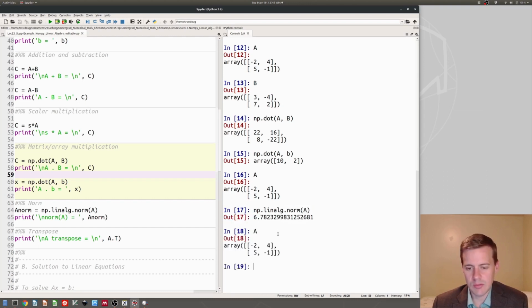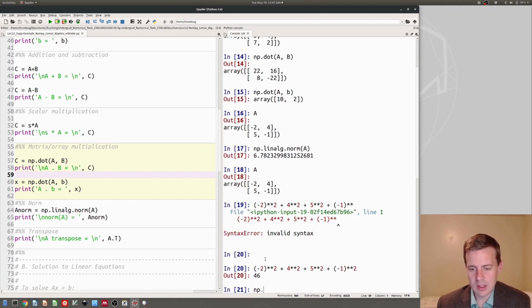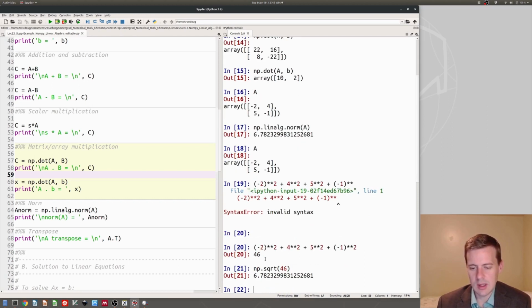So how could we figure out what that's really doing? Well, we would want to take each of these: -2 squared plus 4 squared plus 5 squared plus -1 squared. Oops, forgot the squared on the last. So that gives me 46. And if I take the square root of 46, that gives me 6.78. Okay, so that's what the norm is doing there.